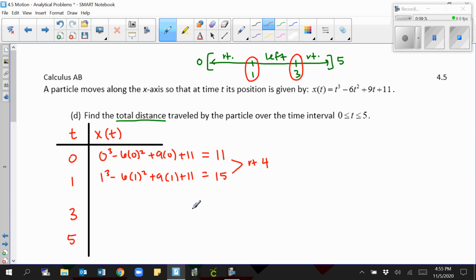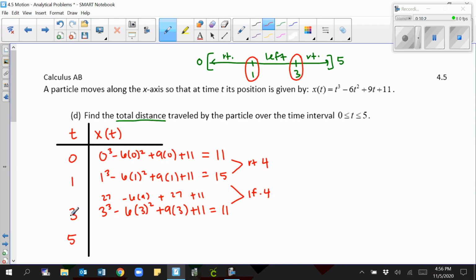So now I'm going to find my position at 3. So 3 cubed minus 6 times 3 squared plus 9 times 3 plus 11. So 3 cubed is 27 minus 6 times 9 plus 9 times 3 is 27 plus 11. And so when you add and subtract all of those, you end up with 11. So from our time t equal to 1 to 3 seconds, it went from 15 to 11, so it went to the left 4.